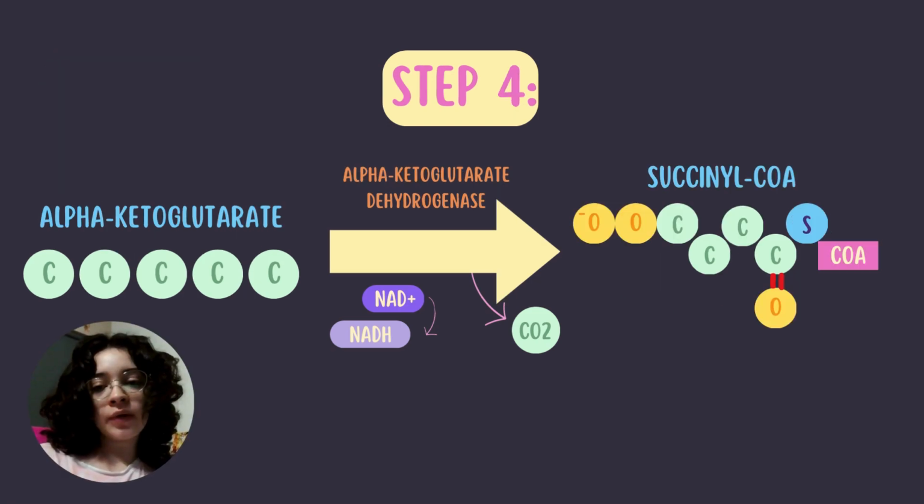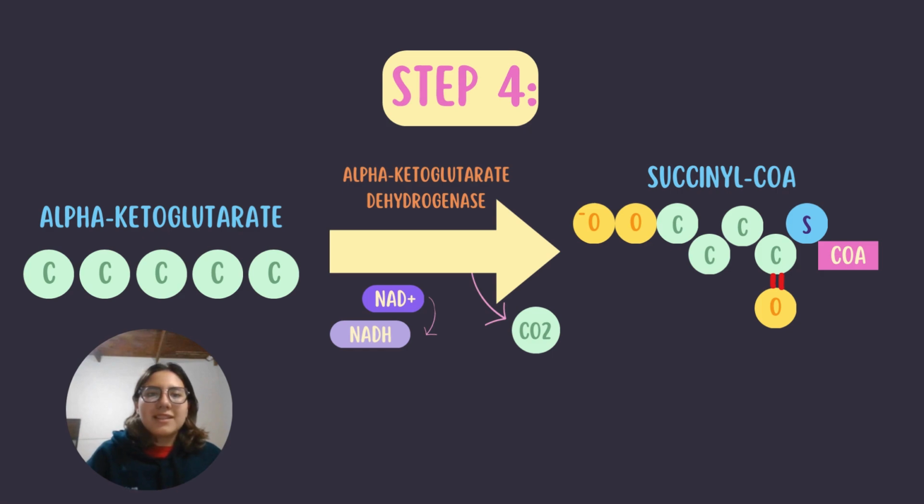In the fourth step of the Krebs cycle, alpha-ketoglutarate is turned into succinyl-CoA. This process is carried out by the enzyme alpha-ketoglutarate dehydrogenase. During this reaction, a carbon dioxide molecule is released and NAD+ is reduced to NADH, which will later be used to produce energy. Additionally, coenzyme A is attached to the remaining molecule forming succinyl-CoA, which will continue through the other steps of the cycle.